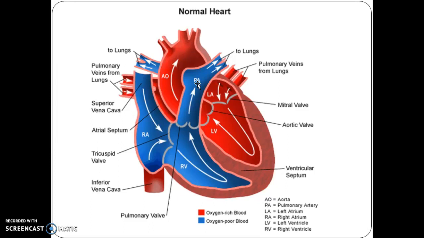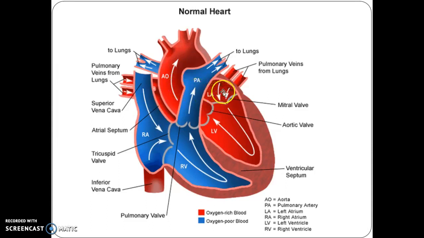From the pulmonary artery, it goes out into the lungs and it's reoxygenated, and then the blood comes back into the left side of the heart through the pulmonary veins. The pulmonary veins are the only veins that carry oxygenated blood. From there, the blood goes into the left atrium. You can kind of see that there.